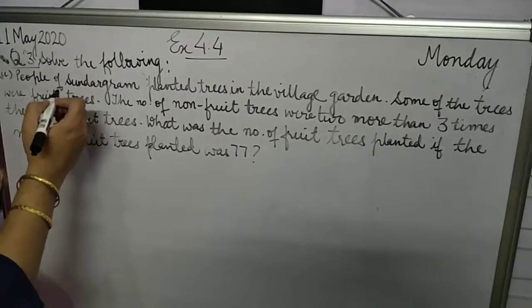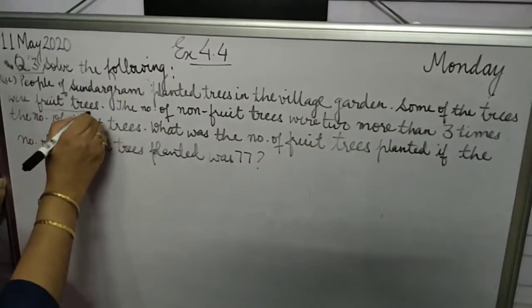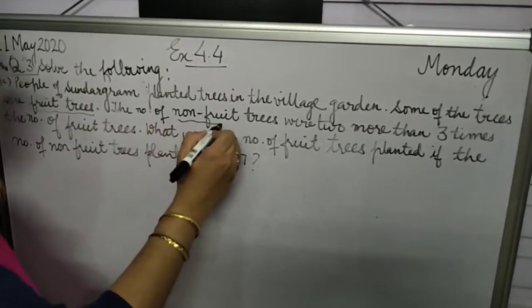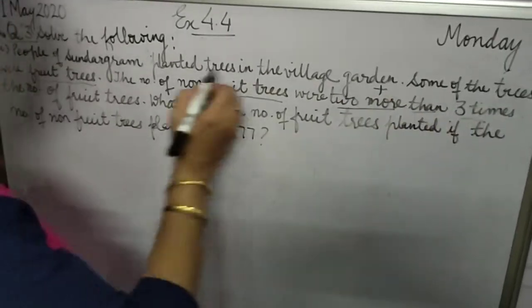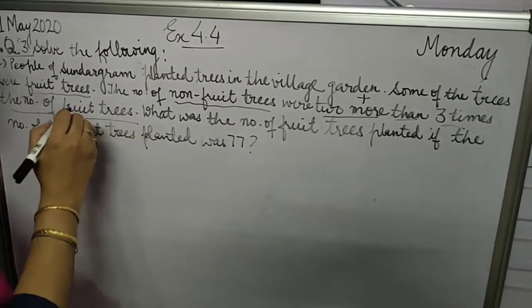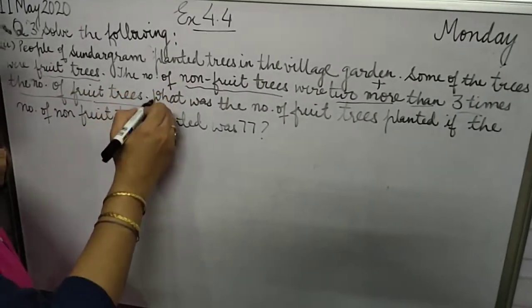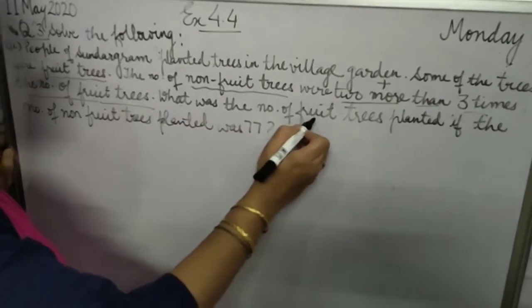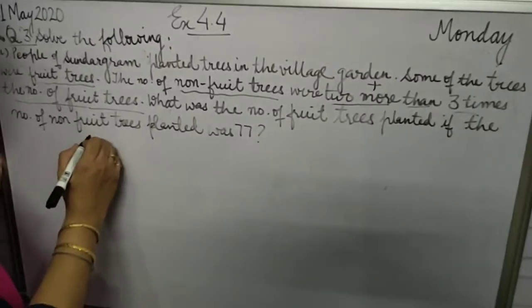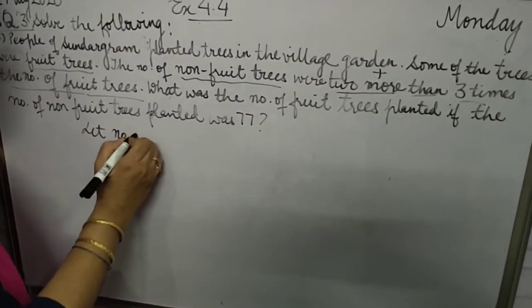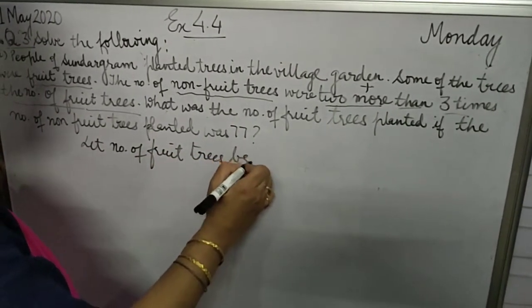Third part is people of Sundargram planted trees in the village garden. Some of the trees were fruit trees, and the number of non-fruit trees were 2 more. More means plus. Then 3 times the number of fruit trees. Now 2 types of trees are there. One are fruit trees and the other type is non-fruit trees. And what we have to find out is what was the number of fruit trees planted if the number of non-fruit trees planted was 77. Let the number of fruit trees be x.